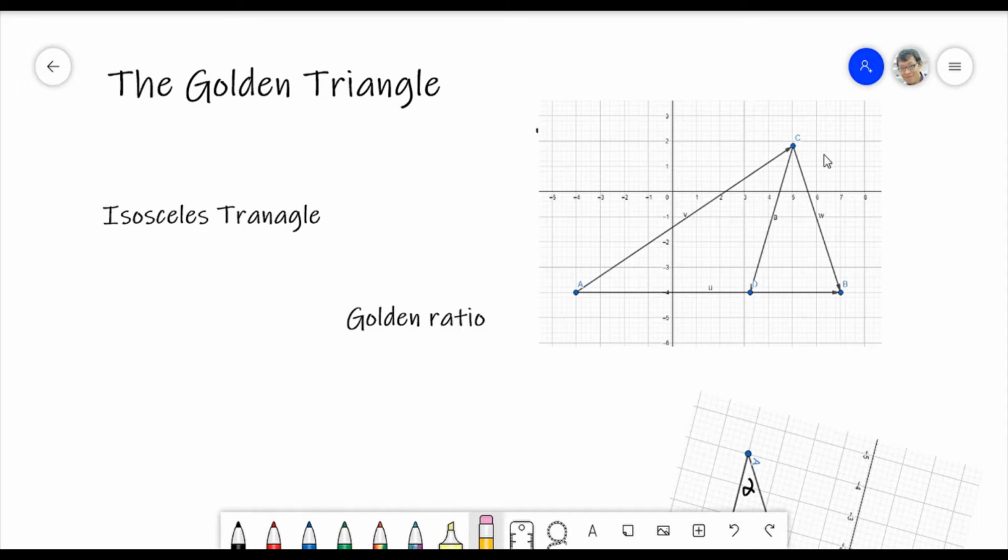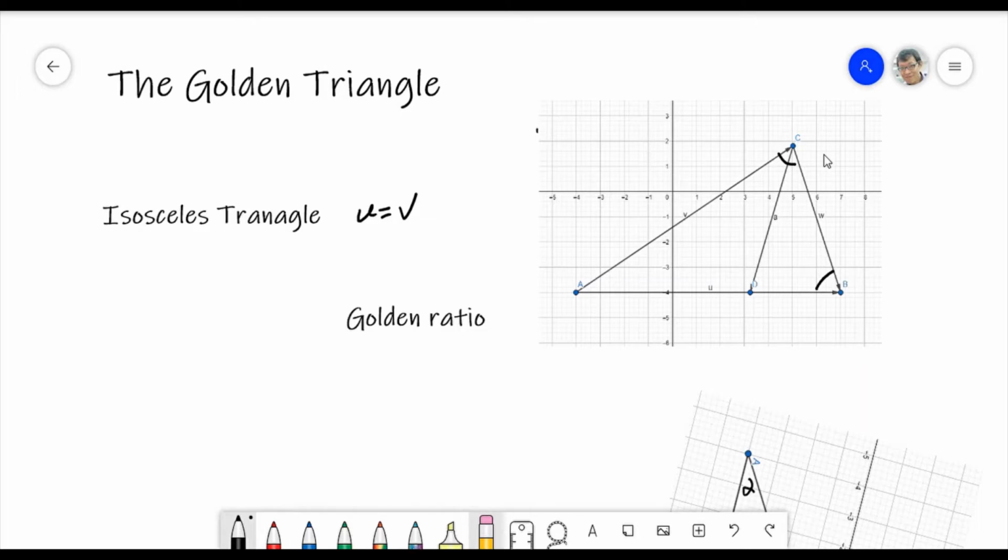So U equals V. That is the characteristic of an isosceles triangle: if the two sides are equal, then their corresponding angles are equal. So the corresponding angle C and angle B are equal. This is an isosceles triangle. If it is only this, it's only an isosceles triangle.